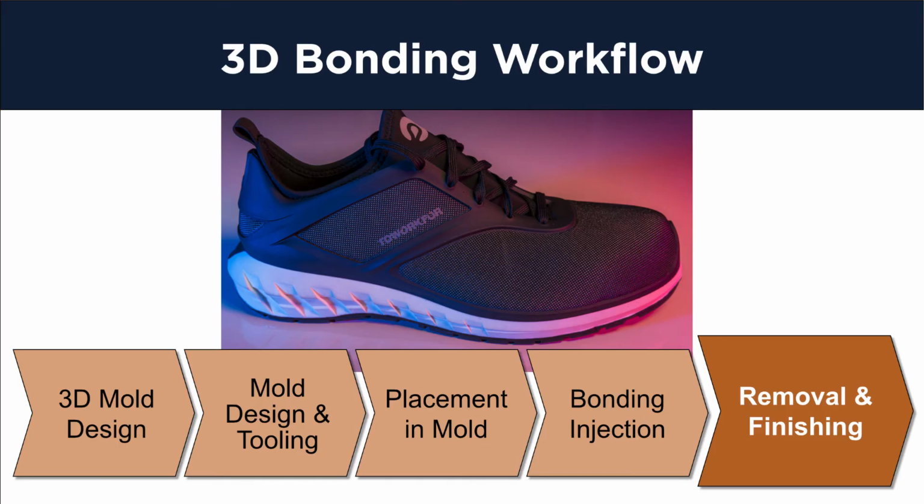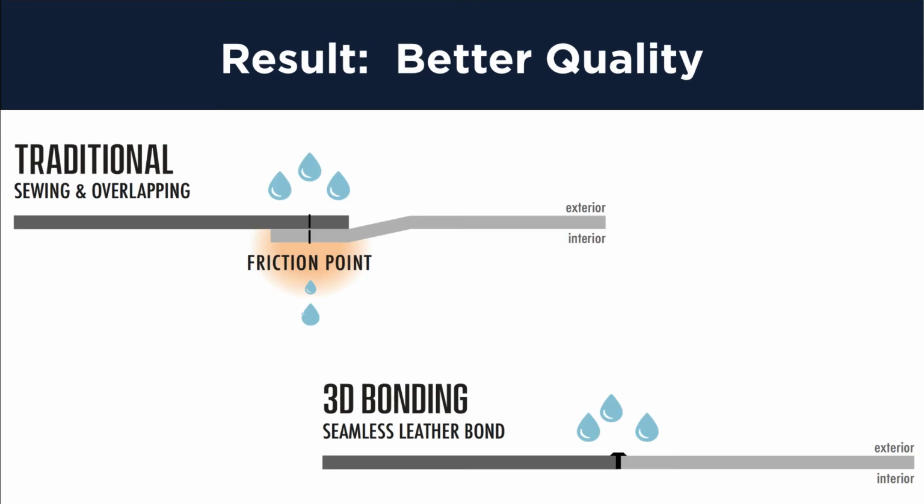Once the injection molding and the bonding is complete, the part is removed and finished into the final product. Next, let's take a look and talk about the costs and advantages of the process. The first result you can expect is better quality. Compared to traditional sewing, which creates perforations, 3D bonding is stronger, lasts longer, and waterproof.